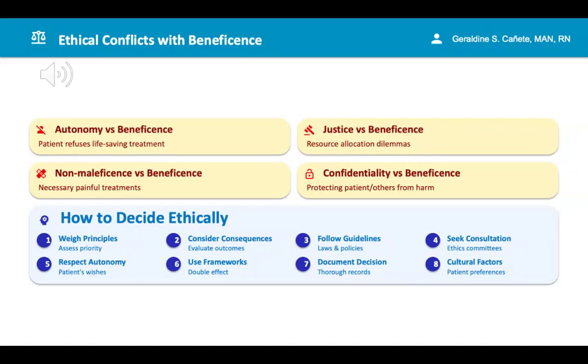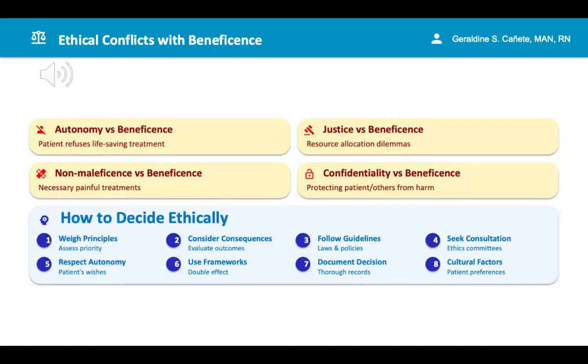So there are conflicts about autonomy versus beneficence. Like for example, a patient refusing life-saving treatment. This is a classic ethical dilemma. How can you balance the patient's right to choose with your duty to act in their best interest? What are your responsibilities in this situation? What are the limits of patient autonomy?